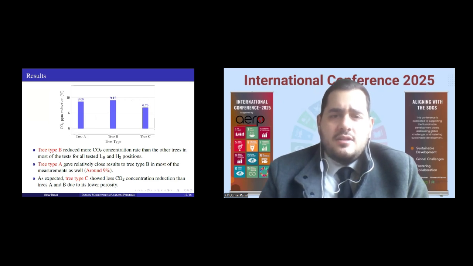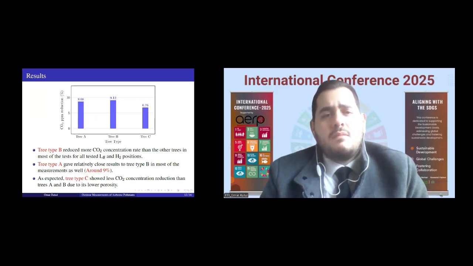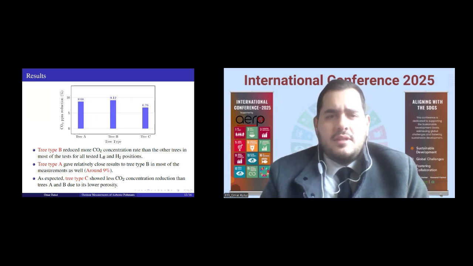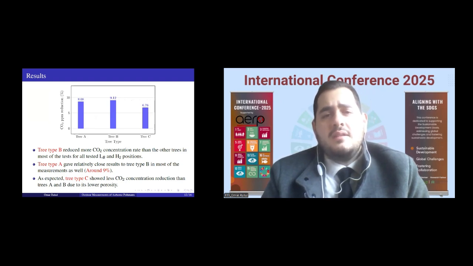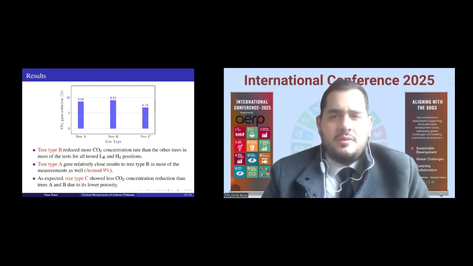This figure here shows when I used 3 different types of trees, how carbon dioxide concentrations were reduced. So for tree type A and tree type B, both of them almost reduced 9% of the carbon dioxide emitted, while tree type C, a little bit less, around 7%, because of its low porosity.